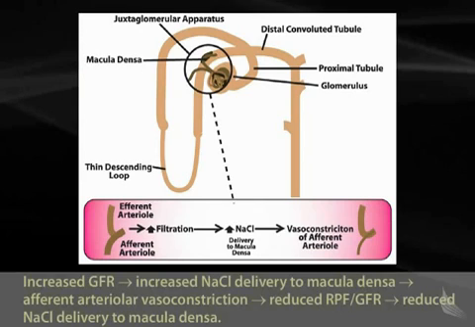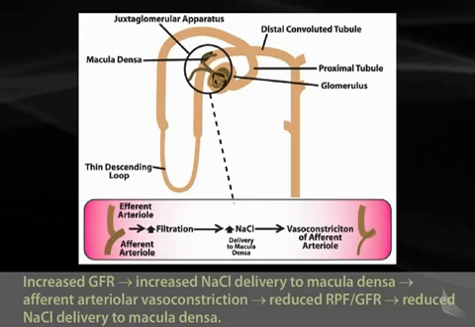When there is increased GFR, there is increased sodium chloride filtered, then sodium chloride delivered through the renal tubules into the macula densa. The high chloride concentration is sensed by the macula densa. This is an indication that GFR is very high. The reaction is to cause afferent arteriolar vasoconstriction. This afferent arteriolar vasoconstriction leads to reduced renal plasma flow as well as GFR, and then reduces sodium chloride delivery to the macula densa.